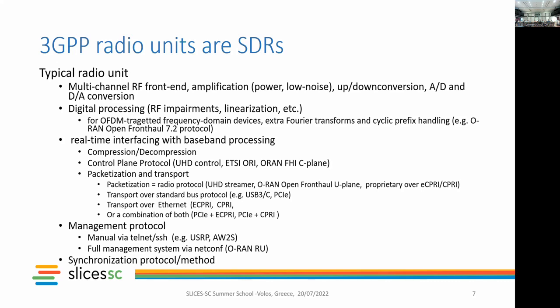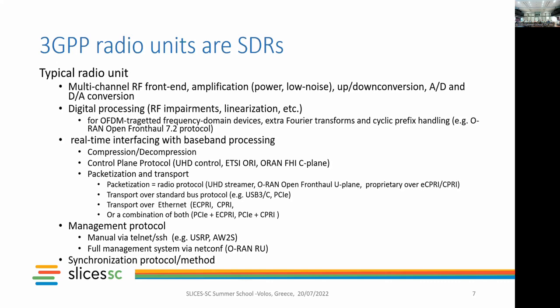There is some form of packetization and transport. For me, packetization means a radio protocol. You need some way of streaming the radio signals across a network. That could be the UHD streamer in the case of UHD, the O-RAN user plane fronthaul protocol, or something proprietary over EC3 or C3. That's where these things diverge.